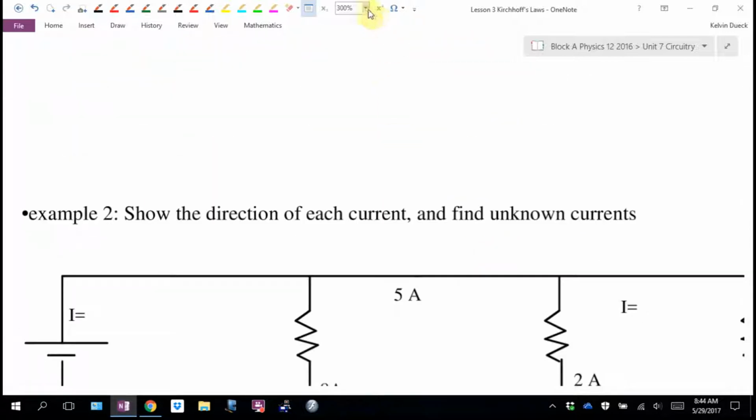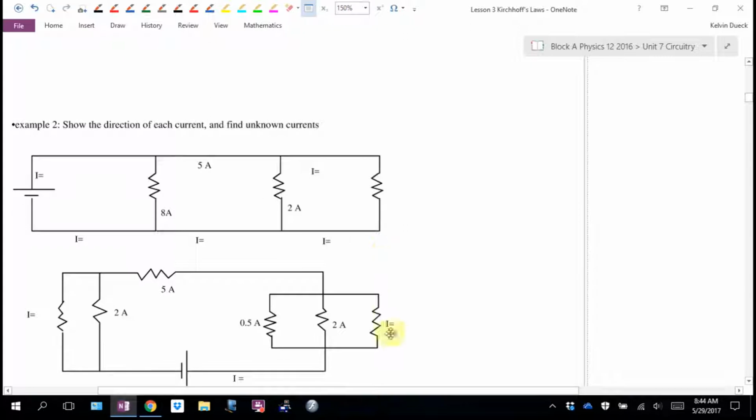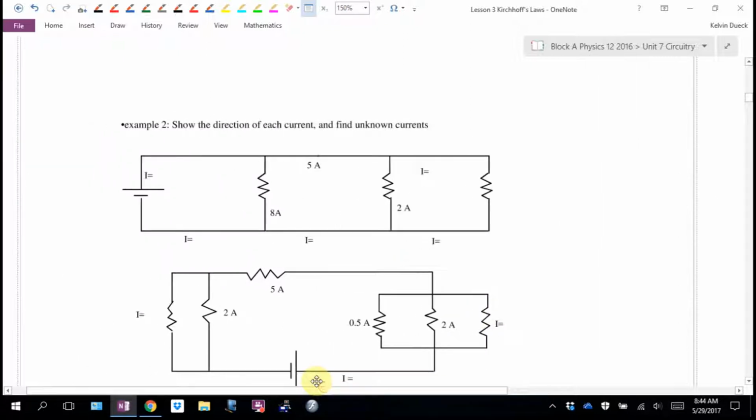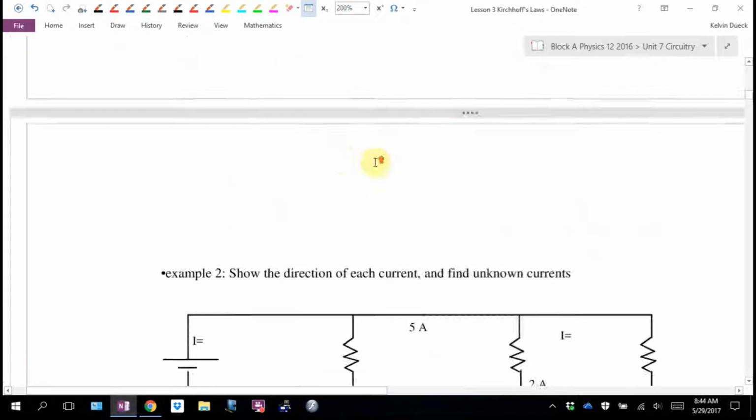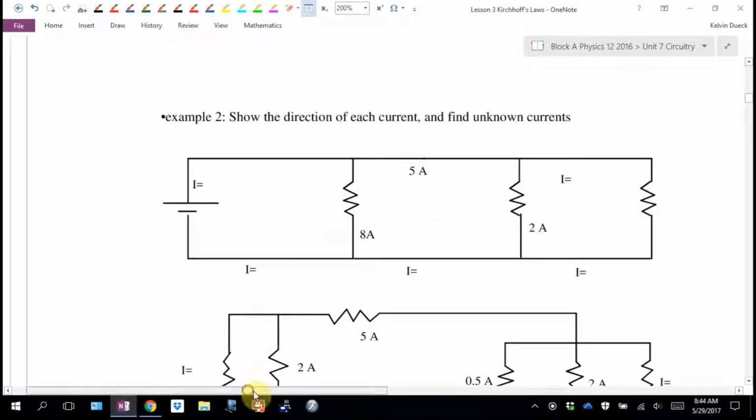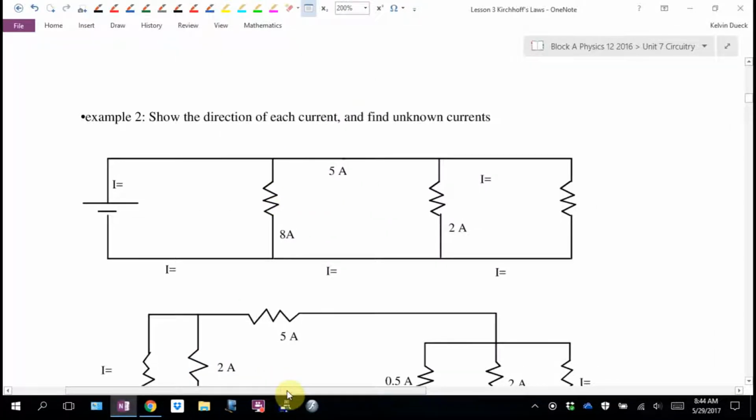Got to zoom out a little bit. Let's kick it up a notch. I always enjoy solving circuits. I find these little addictive brain teasers, brain puzzles. This is like a jigsaw puzzle to me, and I enjoy solving them. It says, show the direction of each current and find the unknown currents. This is getting closer to what you might deal with, except even now this is too easy.